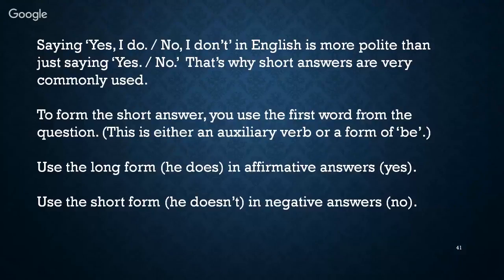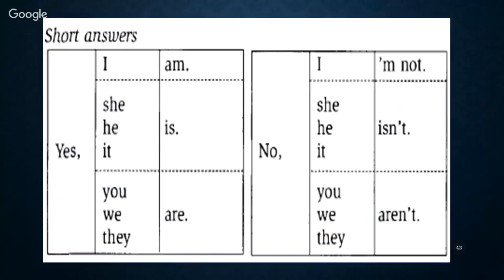To form the short answer, you must use the first word from the question. This is either an auxiliary verb or a form of the verb be. Use the long form he does in affirmative answers. Yes. Use a short form he doesn't in negative answers, beginning with no.